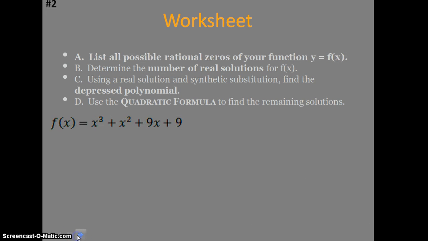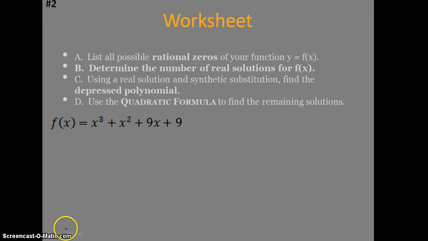Okay, number 2. List all the possible rational zeros of the function. So again, we have plus or minus 1, plus or minus 3, and plus or minus 9 here, and plus or minus 1. So let's find all the ratios of p to q. That leaves me with plus or minus 1, plus or minus 3, and plus or minus 9. That's not quite as many to list as the last one.